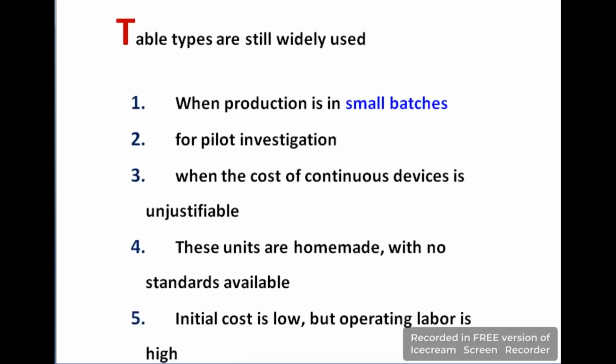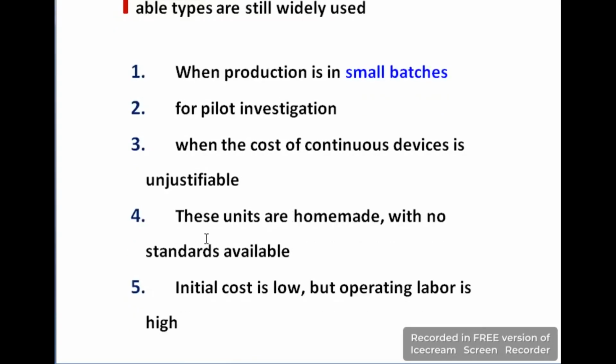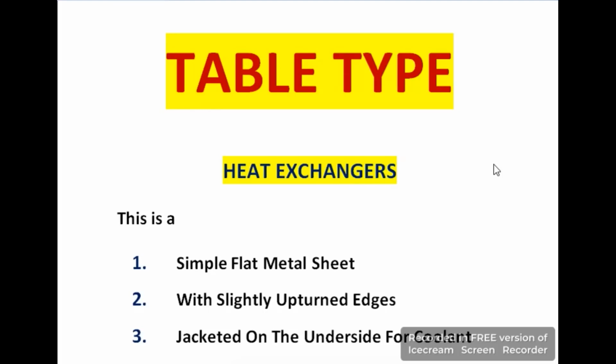Table type heat exchangers are very simple but still used in different applications. These are used in small batch operations and also for pilot plant investigation. These plants are used in different researches. Third, when the cost of a continuous device is unjustifiable, then these table type heat exchangers are used. Fourth, these units are homemade with no standards available, so the initial cost is low but operating labor is required. Table type heat exchanger is a type of solid heat exchanger.